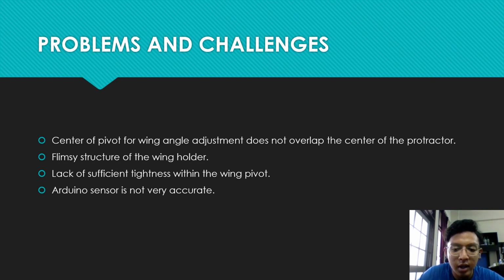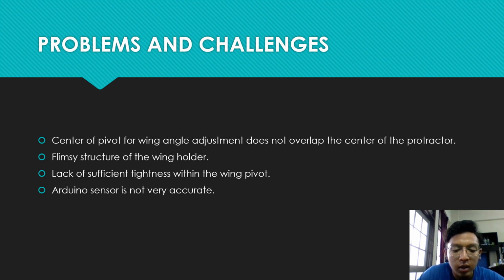If the angle that can be seen from the protractor is 20 degrees, it is not exactly 20 degrees for the actual wing angle. It's going to be more than that because it's located slightly higher, as can be seen in the diagram inside the report for this experiment. In order to solve this, the center of the pivot for the wing angle holder should be adjusted so that it exactly overlaps the center of the protractor. But this cannot be done in this experiment due to complexity issues in moving the center of the pivot. So we continue with the center of pivot being slightly higher.